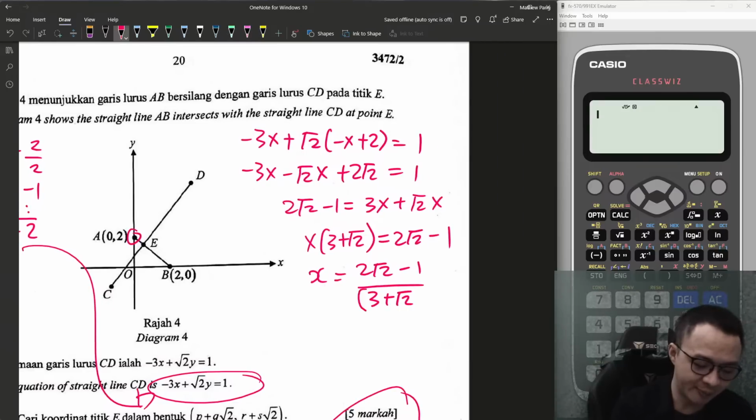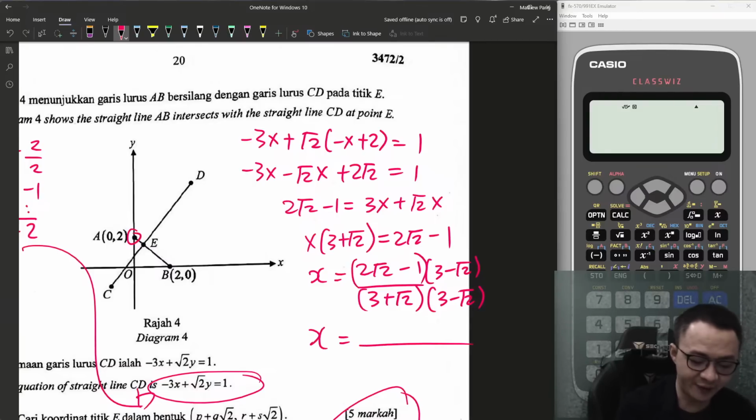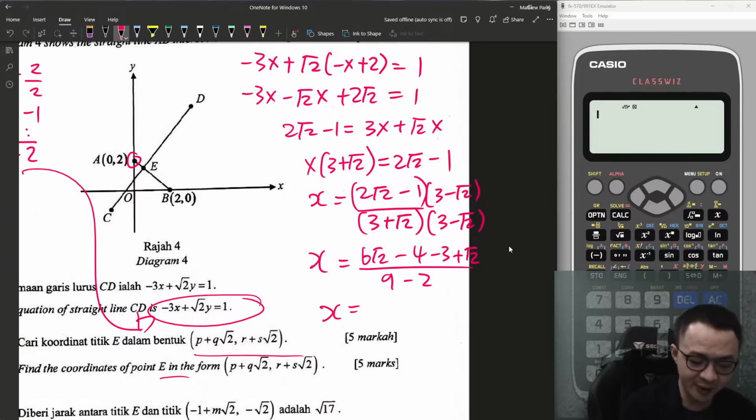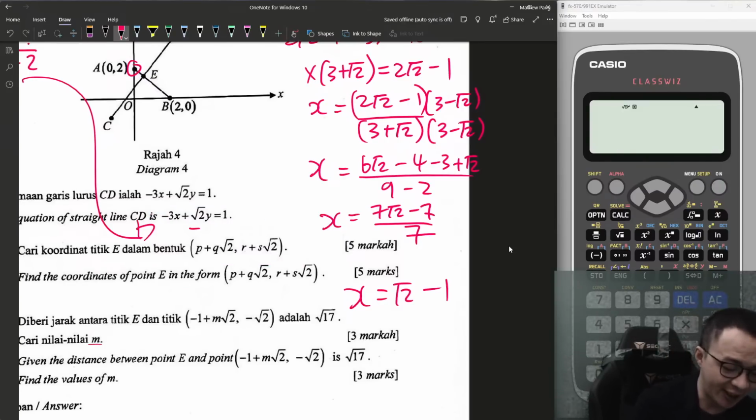So over here I will just multiply a minus b, right? 3 minus square root 2. So the bottom should have 9 minus 2. Top should be 6 square root 2 minus 6 square root 2 minus 4 minus 3 plus square root 2. Okay, so x should be 7 square root 2 minus 7 over 7. Right, nice number. So it should be square root 2 minus 1. Okay, so square root 2 minus 1, I want to write in this pattern, we'll say negative 1 plus square root 2, right? Done the x coordinate already.